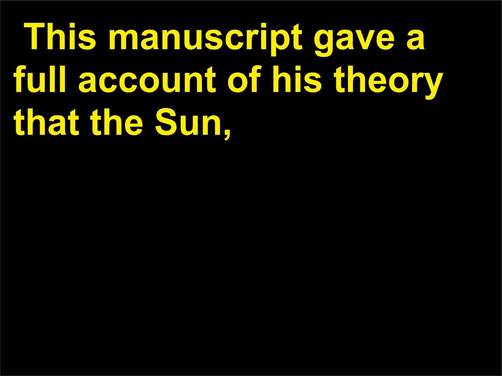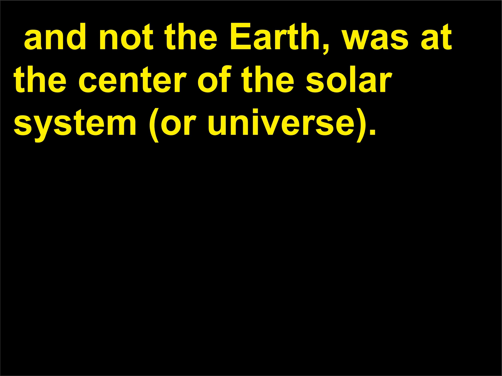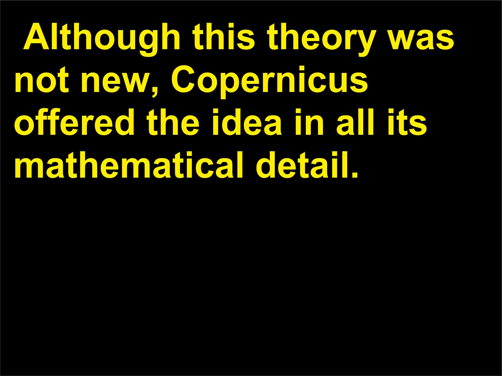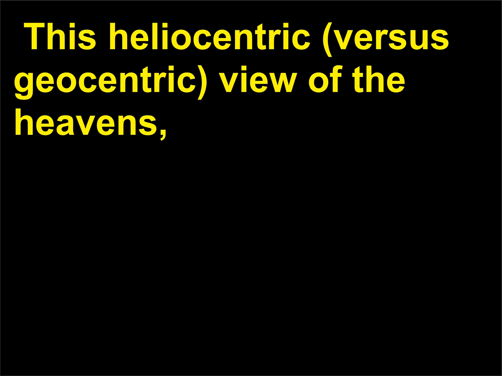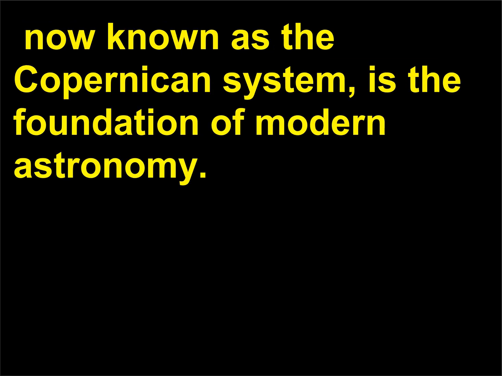This manuscript gave a full account of his theory that the Sun, and not the Earth, was at the center of the solar system, or universe. Although this theory was not new, Copernicus offered the idea in all its mathematical detail. This heliocentric, versus geocentric, view of the heavens, now known as the Copernican system, is the foundation of modern astronomy.